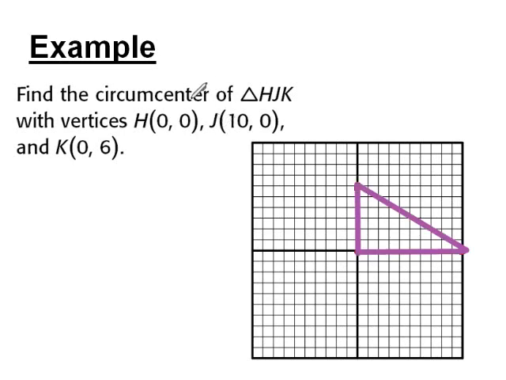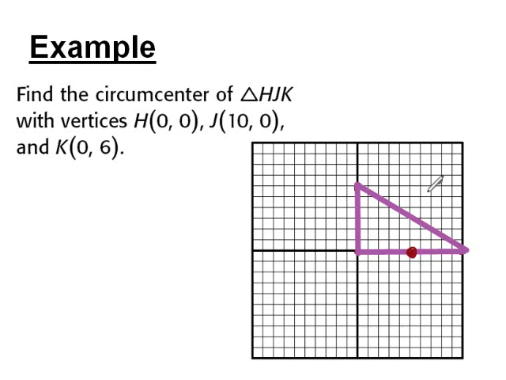The circumcenter is created with perpendicular bisectors. So first, let's bisect the side. And on this triangle, it's really easy to bisect the side. I have to find the middle point here. Since this segment is 10 units long, I know that the middle point is going to be at 5 units. So right here. And I need to do a perpendicular bisector.